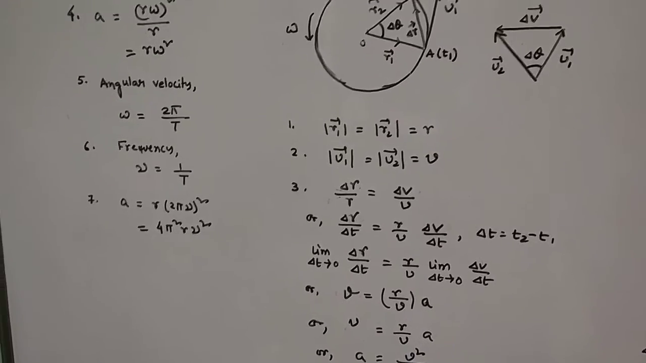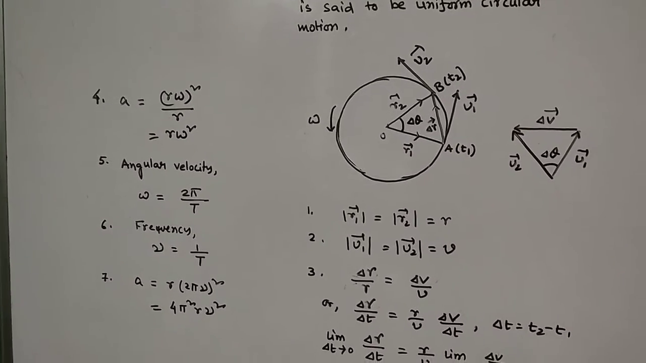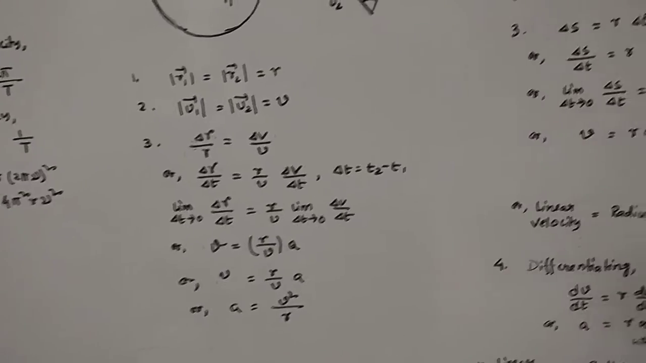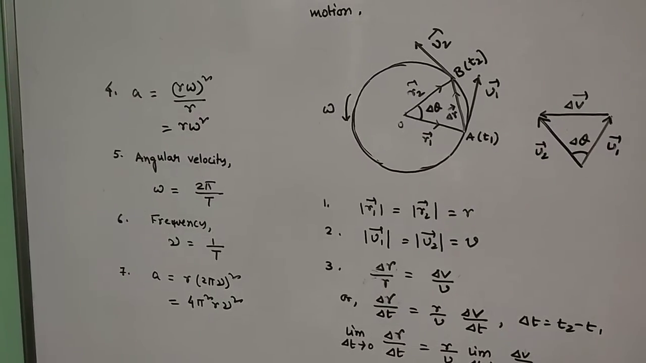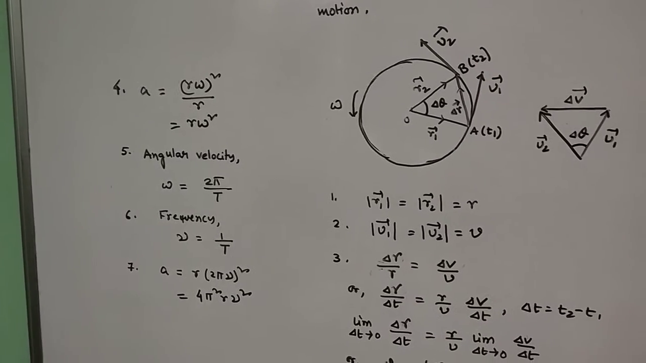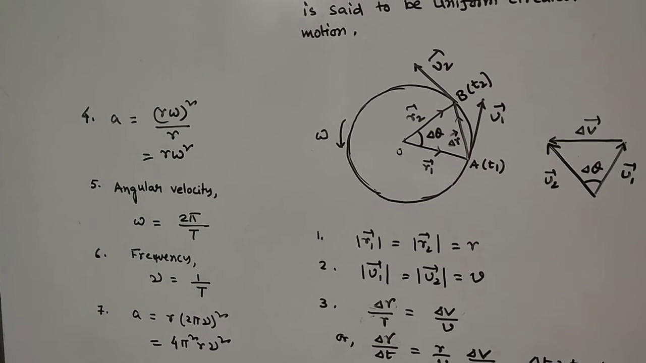Now you can simplify this further by considering this part. As we know, V equals R omega as per this relation. So you can substitute in place of V square. It comes out a equals R omega square. So one R goes off.